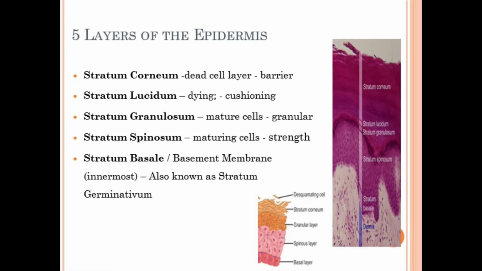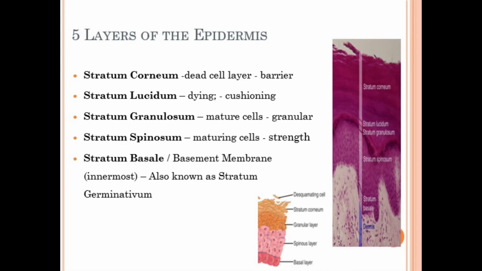Underneath that is the stratum lucidum, which are dying cells, and they are thickened and provide cushioning, and they are not present in every part of the skin. They are present only on those parts where there is a lot of abrasion or a lot of pressure. For example, on your toes, on your heels, on the palms of your hand, or any part which has continuous abrasion, the skin hardens, and that is because of an extra layer called lucidum.